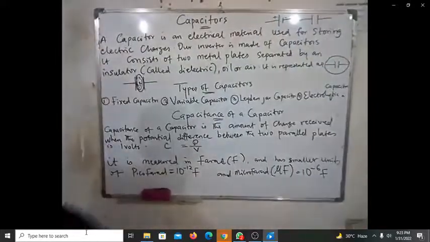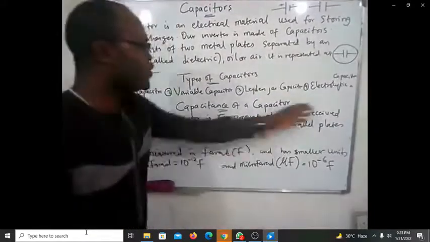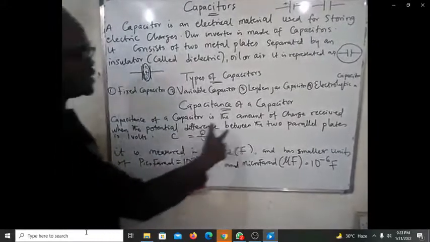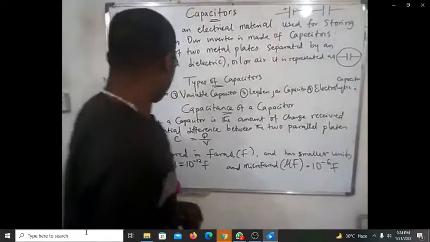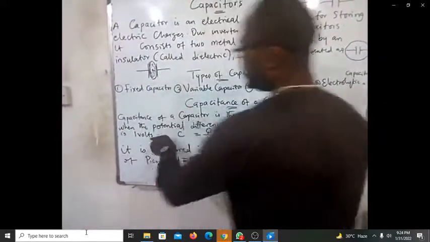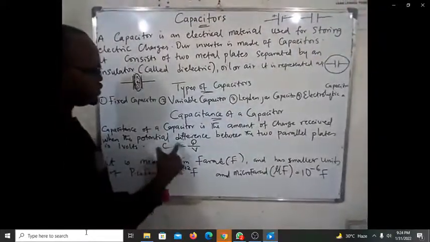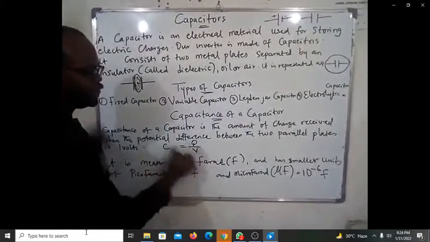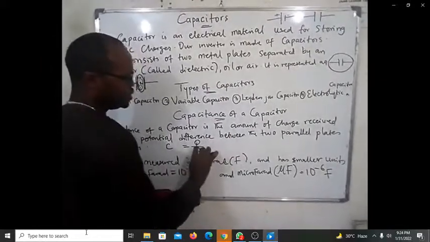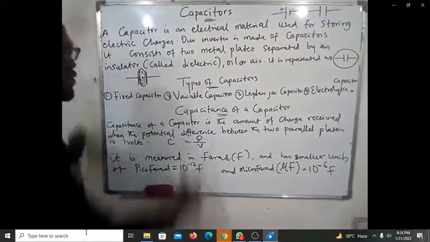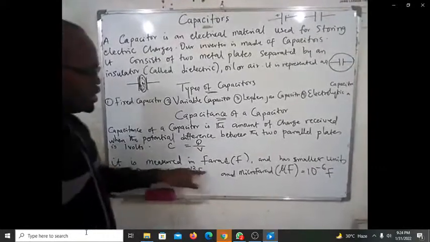So what is the capacitance of a capacitor? The capacitance of a capacitor is simply the amount of charge received when the potential difference between the two parallel plates is equal to 1 volt. It can be represented by C equals Q over V: the amount of charge stored over the potential difference measured in volts. Capacitance is measured in farad.